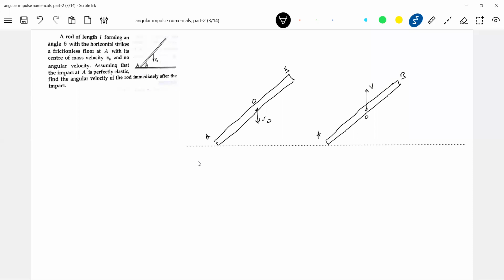During impact, will there be anything that will act? Normal contact will act, no? And that normal contact will act for a small duration of time, and that will set up an impulse. This is before collision. This is after collision. So we need one more diagram of during collision.